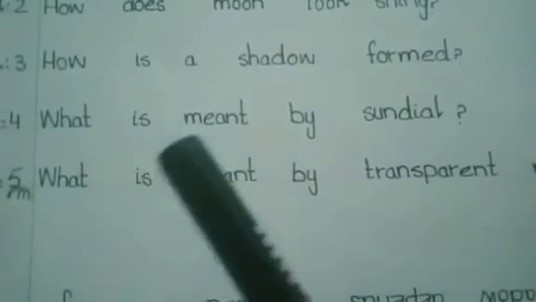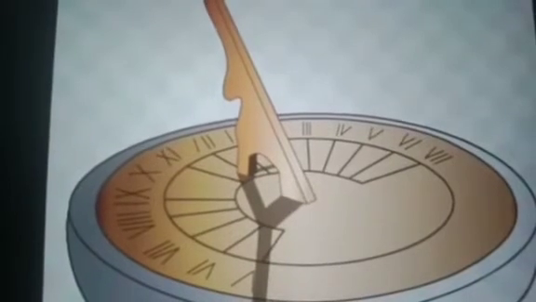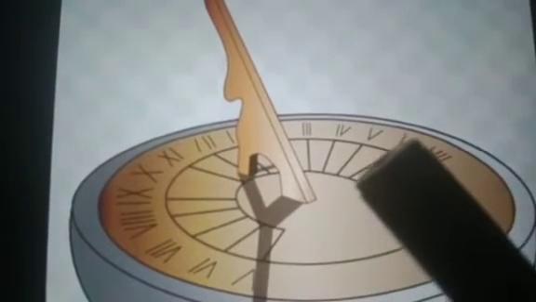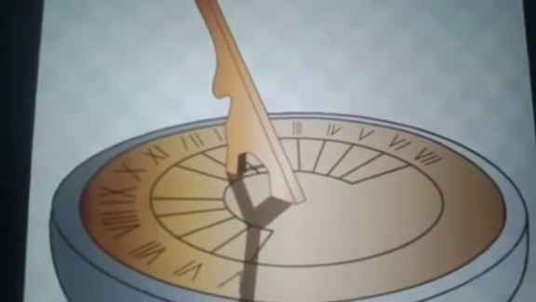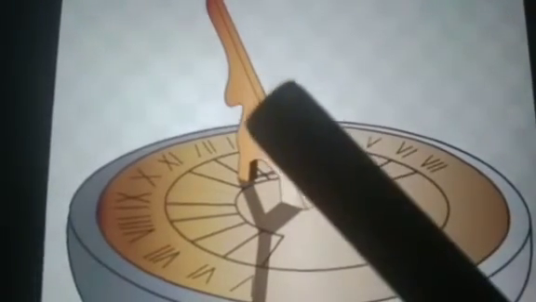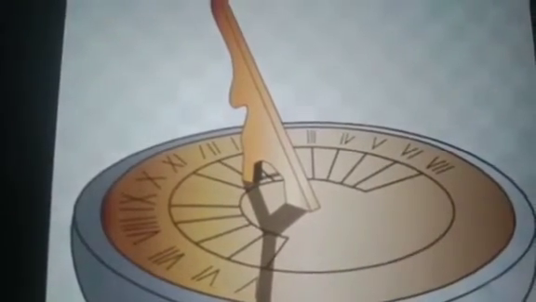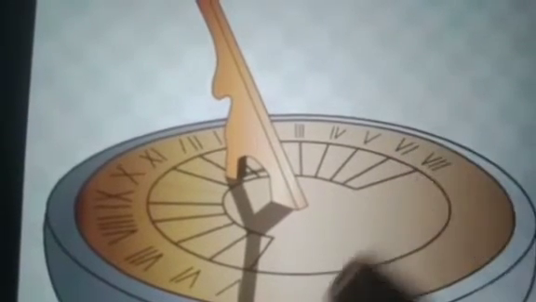Fourth question is, what is meant by sundial? Look in this picture. Sundial is an instrument showing the time by the shadow of the pointer cast by the sun onto the plate. This one is its plate and this one is its marker. Look in this picture. The sundial is marked with the hours of the day.